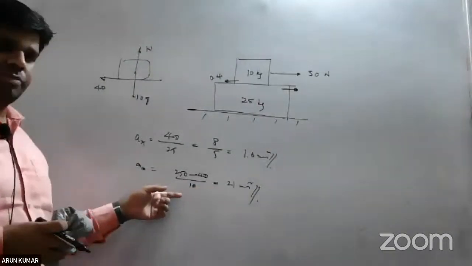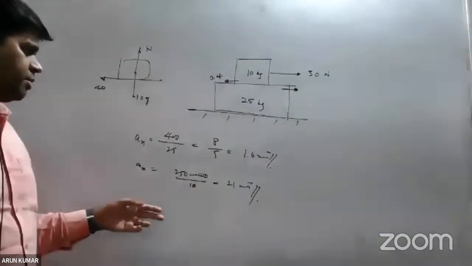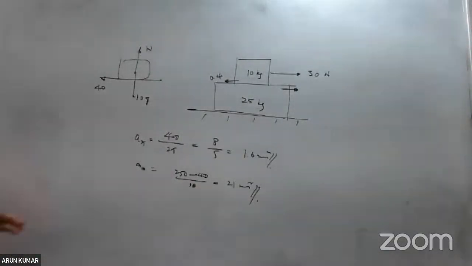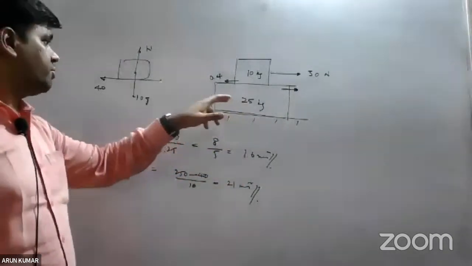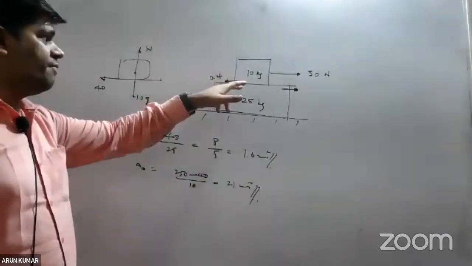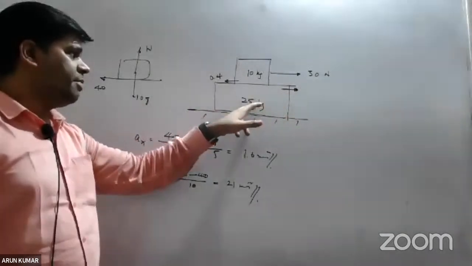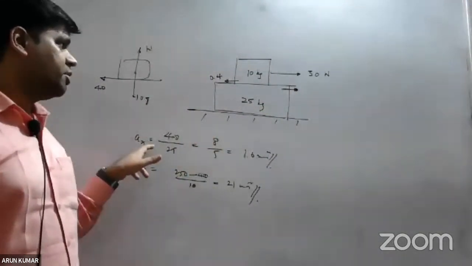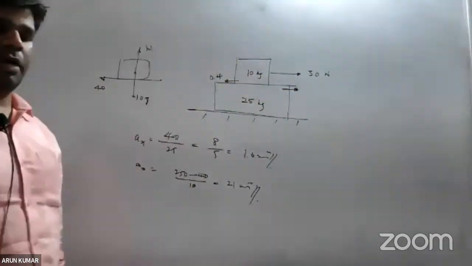Is this correct, Bhavna? 250 minus 40 by 10 is 21. Yes, sir. So the acceleration of the upper block is 21. The lower block is 1.6. Look at this. The lower block is going with this acceleration because the limiting friction between the surfaces is 40, and the force on this lower block cannot exceed 40. So 40 by 25 is the acceleration of the lower block, whereas 250 minus 40 by 10 is the acceleration of the upper block.